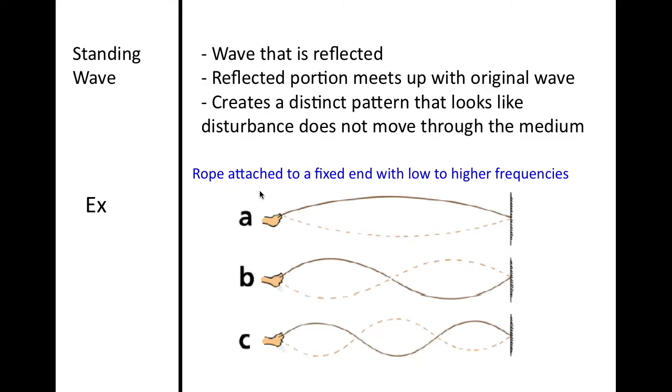For example, here we have a rope that is attached to a fixed end. And if we are moving the rope up and down with a low frequency, this is what you would see. You would have the wave move through, but then there would be a reflection back. Down here, the frequency becomes higher, and the wave will go through, but then it would also go backwards, and it reflects itself back upon itself. Here, it looks like it has 1, 2, 3, and then it comes back 2, 3. So these are 3 different kinds of frequencies from low to high.